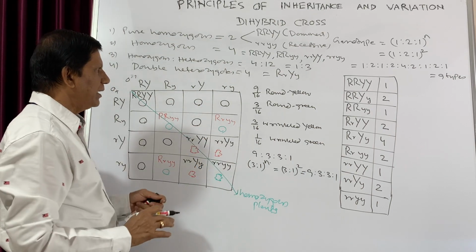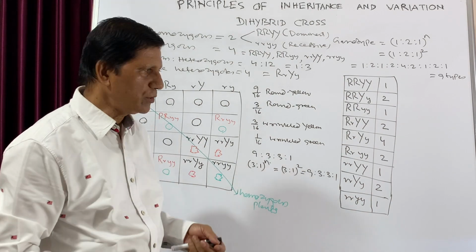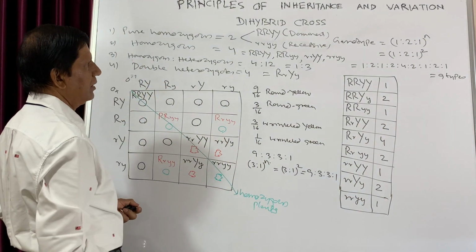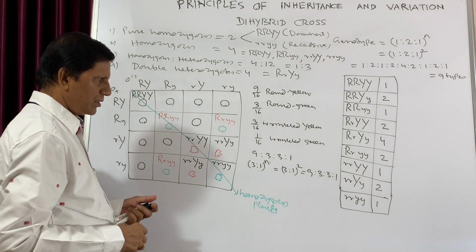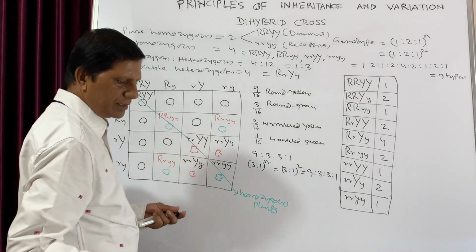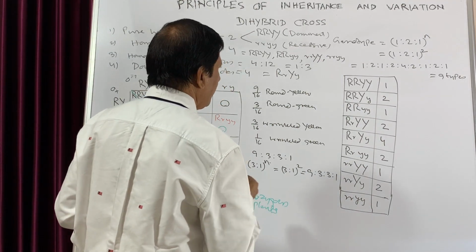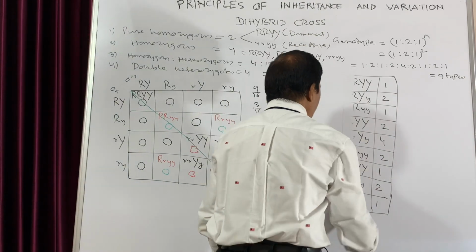So this is how we are getting the phenotypic ratio and genotypic ratio. Now from the findings of this, we can see certain things. So what are the findings of the result we can see? So let me erase this one.